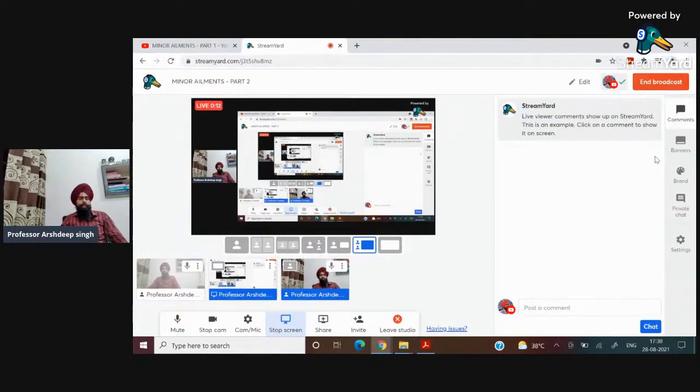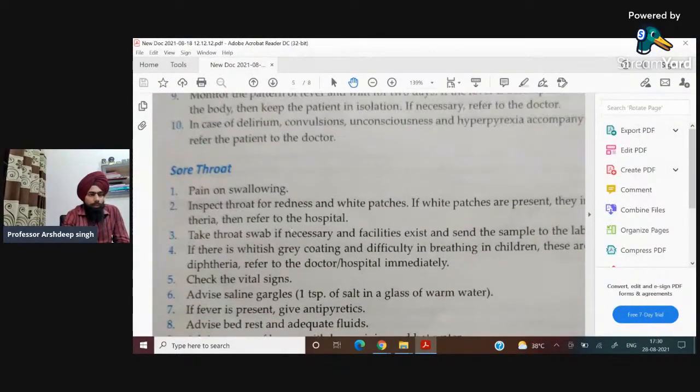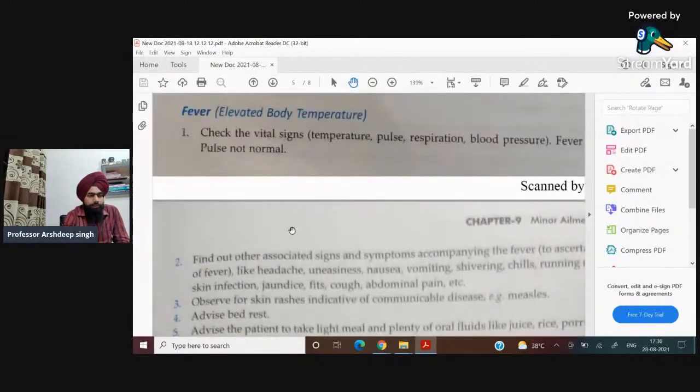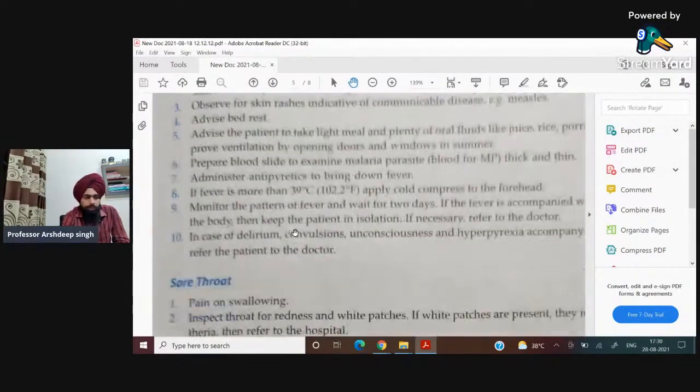Today, I am going to explain the topic I am continuing, that is minor ailments, and today it will be part 2. Some of the minor ailments I had explained in my previous lecture, so today I am going to continue with that topic. So, let's start. In the previous lecture, I had completed up to the fever, acute fever.